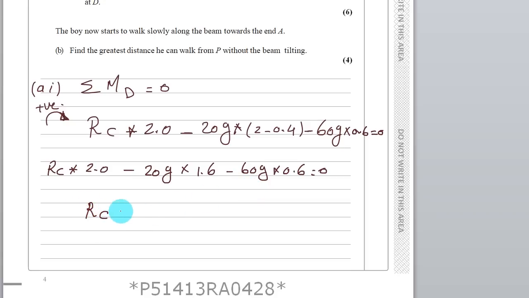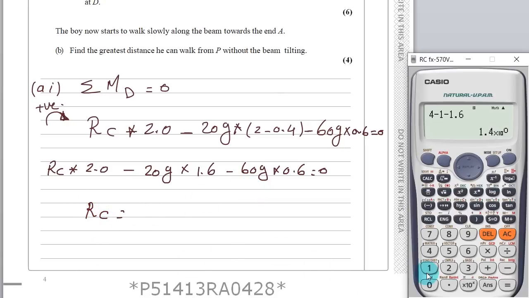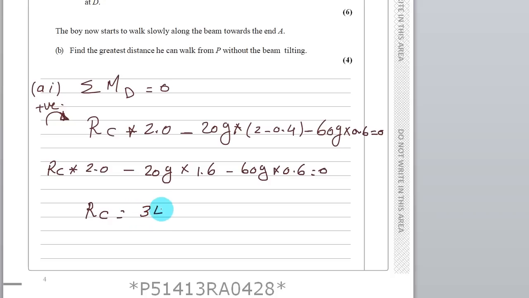So RC is equal to, let us find the solution, 20 multiplied by 1.6 plus 60 multiplied by 0.6, divided by 2. So RC is 34g. And this is the value that you need.